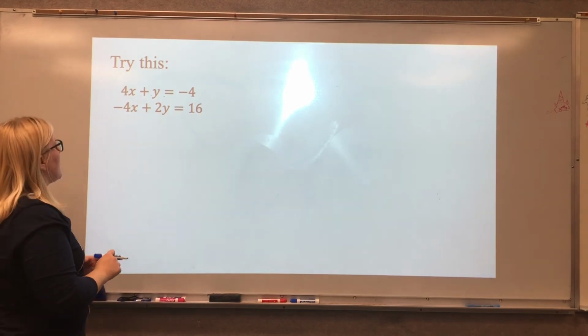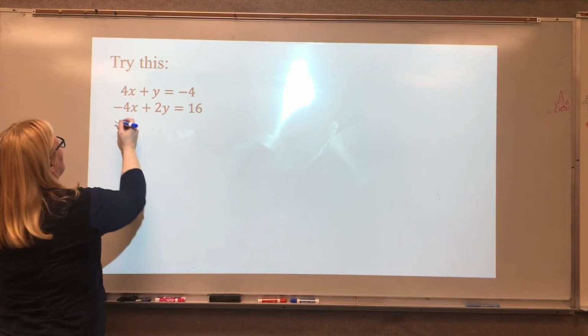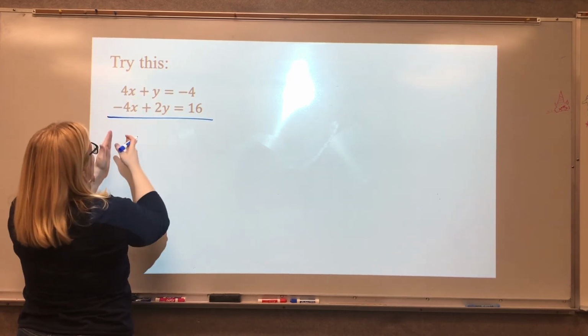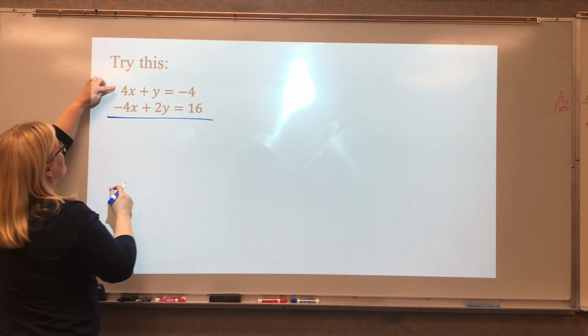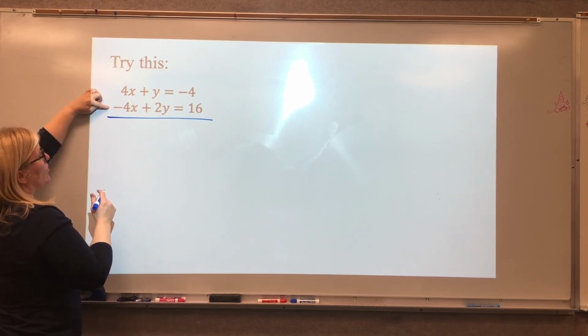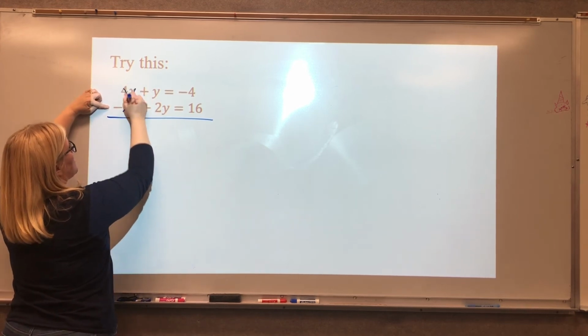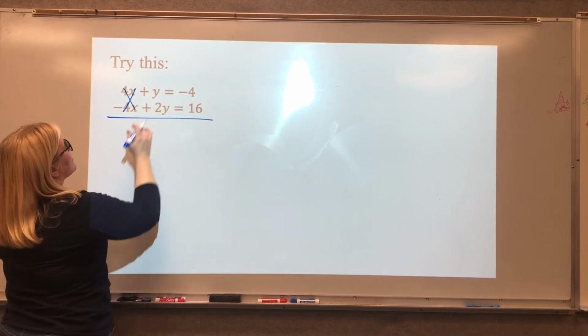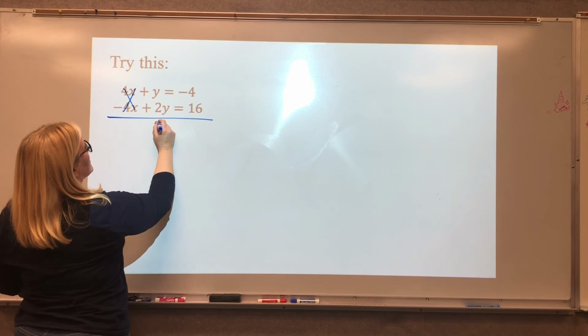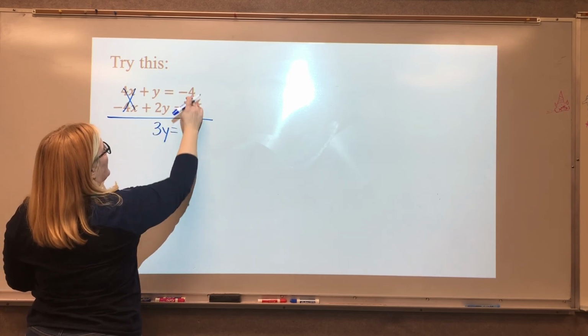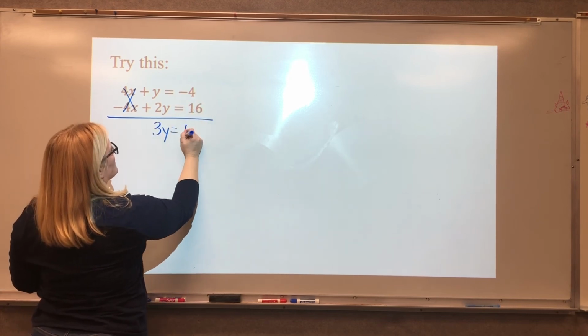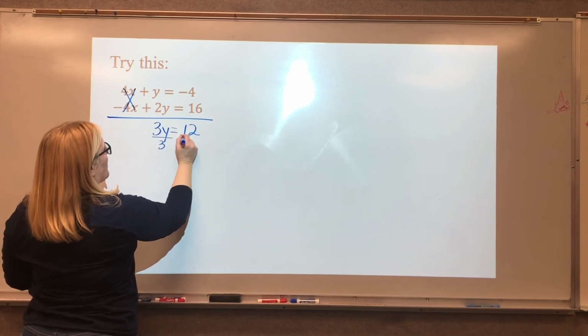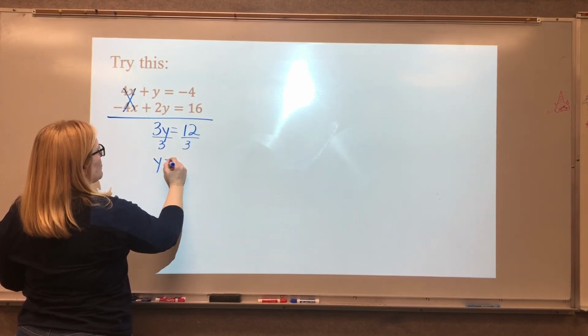Okay. So hopefully you got them, you see that they're lined up. 4x plus -4x is 0. That's the one that's been eliminated. And I'm not going to put a 0 there. Y plus 2y is 3y, and -4 plus 16 is 12. Divide by 3, y equals 4.